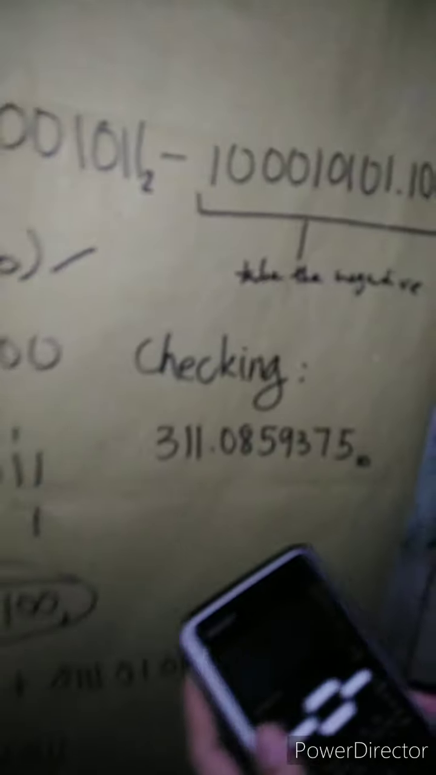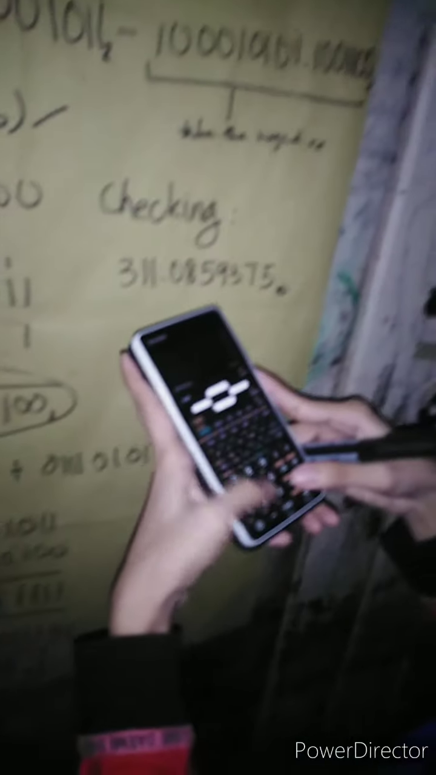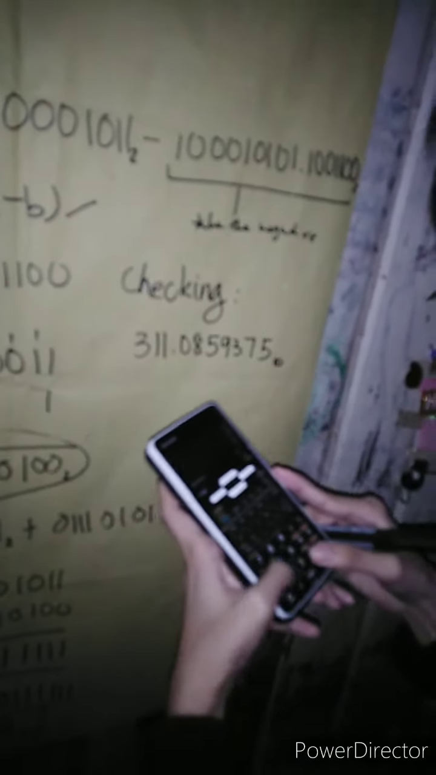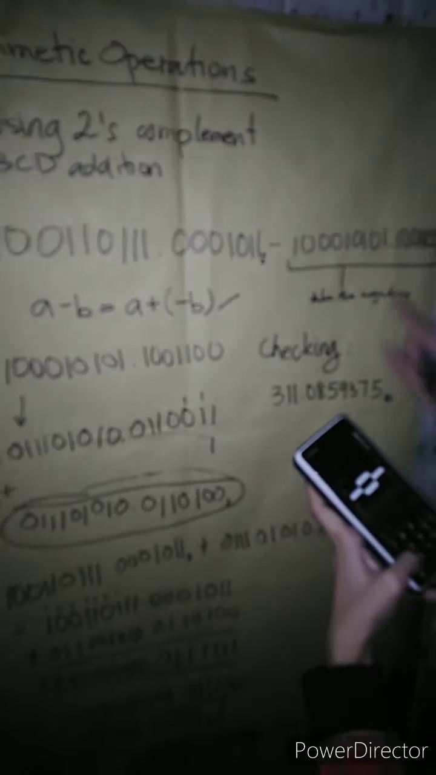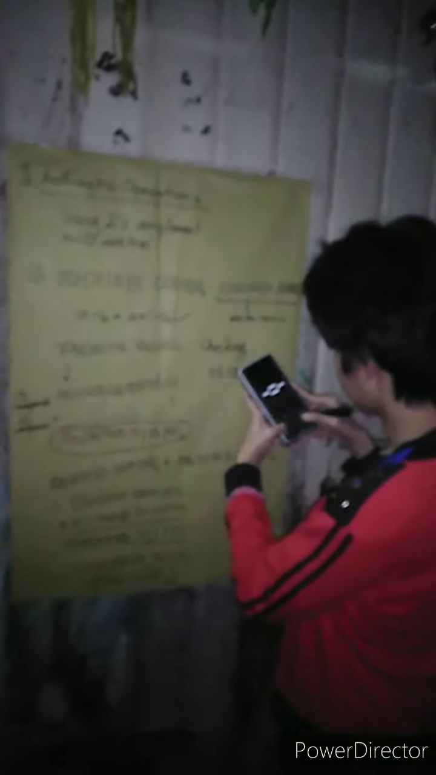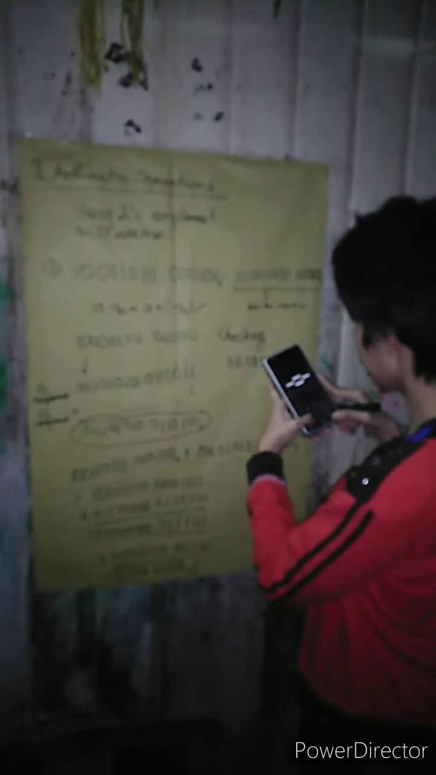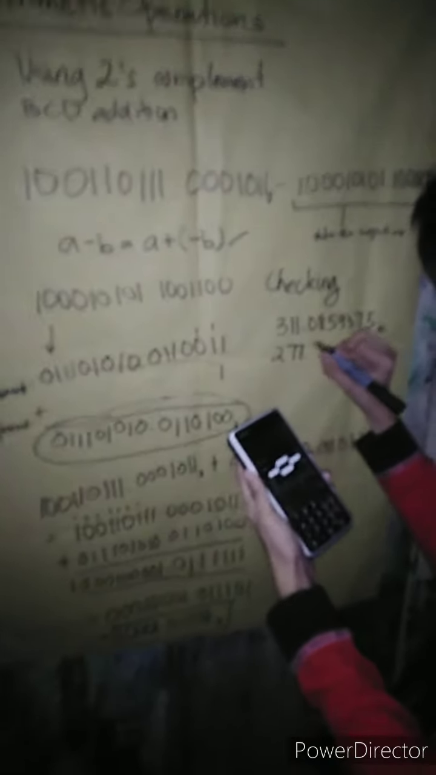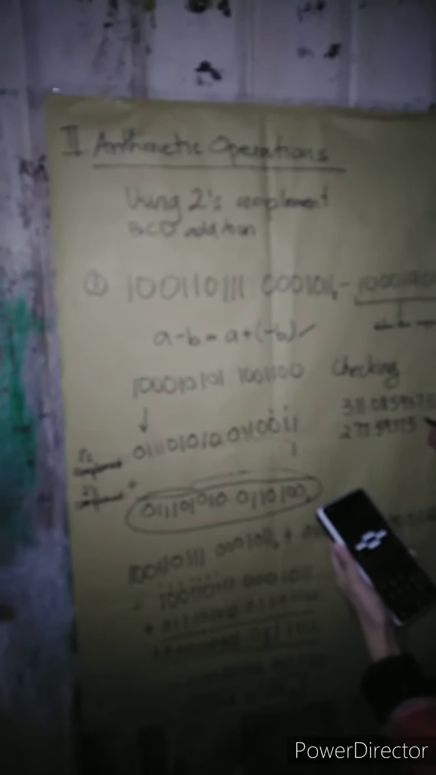For this one, the original one, we will take the original one. We will have, okay, this is 256, 8, 64, 32, 16, 4, 1, 1 half, 1 fourth, 1 eighth, 1 sixteenth, 1 thirty-second, 1 over 32, 277.59375.